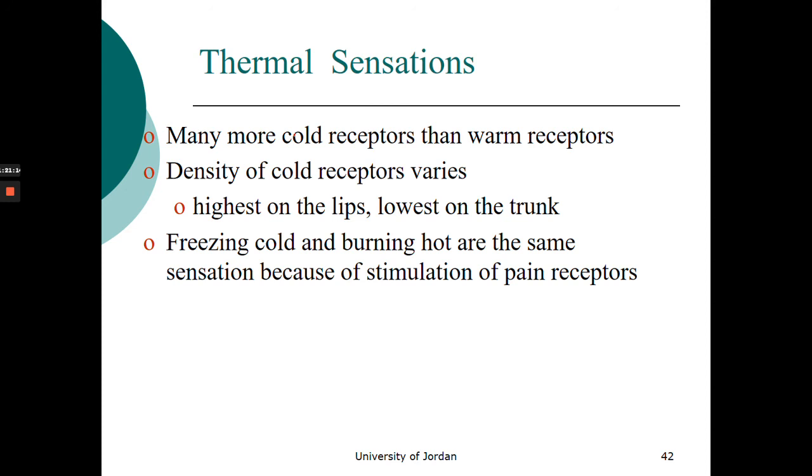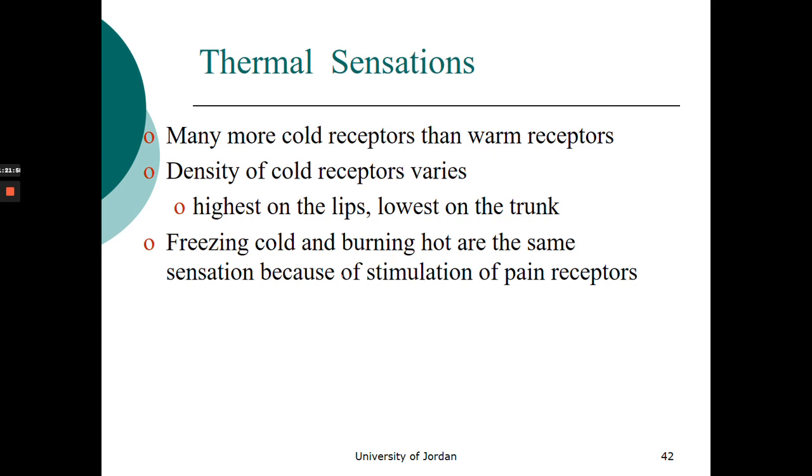Now we come to the second part of sensation that is transmitted through the anterior lateral spinothalamic pathway, which is the thermal sensation. Thermal sensation could be cold or warm. Usually there are more cold receptors than warm, so the density of cold receptors in any area is more than the density of warm receptors. Density of cold receptors varies between areas of our body, but its distribution is the same as tactile receptors. It is more in the lips and fingertips, lowest in the trunk.